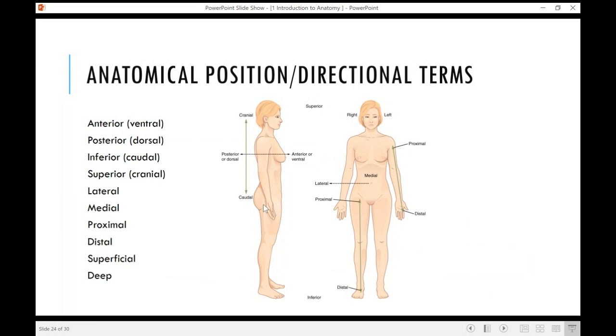Proximal and distal we use together. Proximal would mean closest to the attachment point, whereas distal would be further away. So you can see here that the ankle is distal to the hip, or the hip is proximal to the toes. Superficial is going to mean towards the surface, and deep is going to be deep. That one's kind of the easiest one.